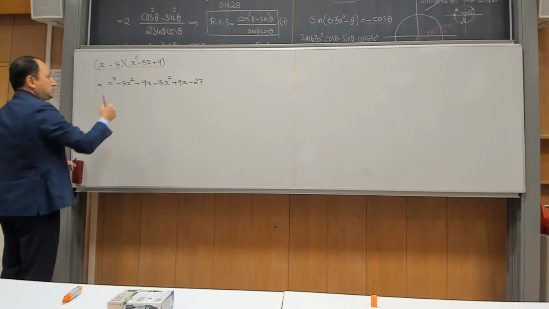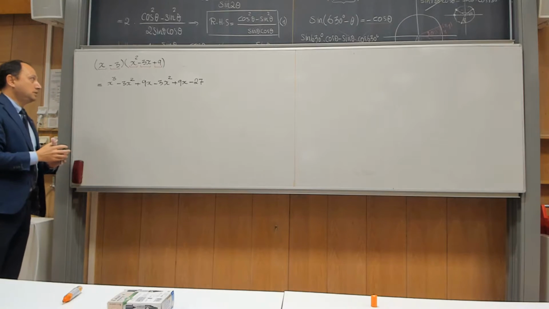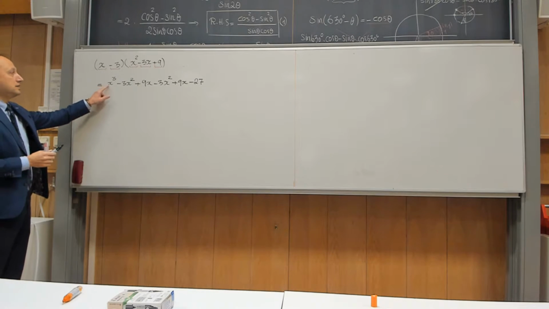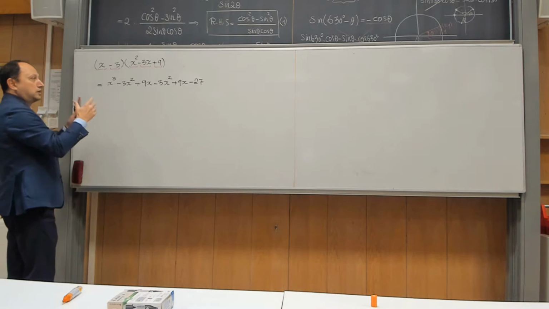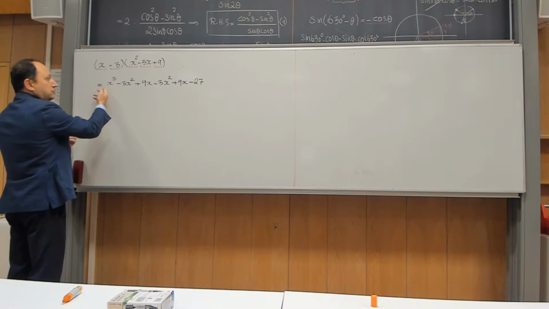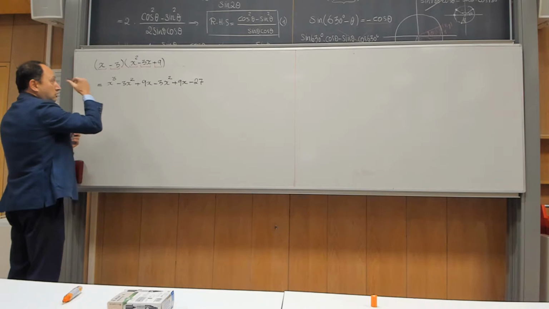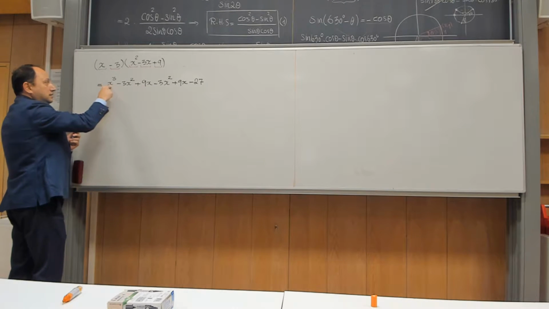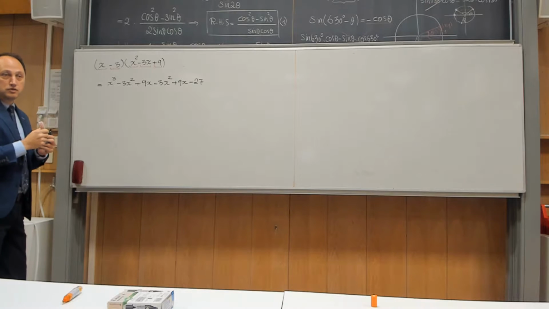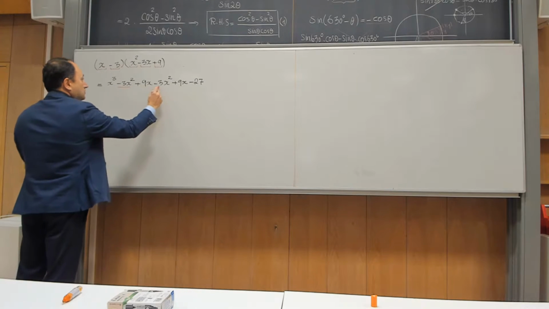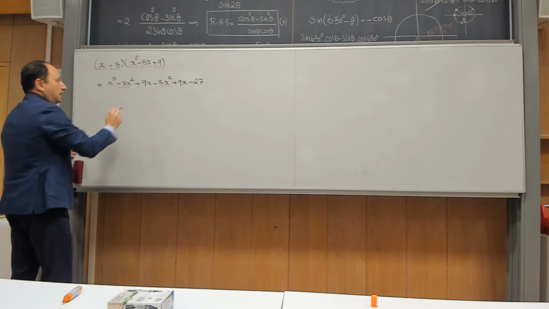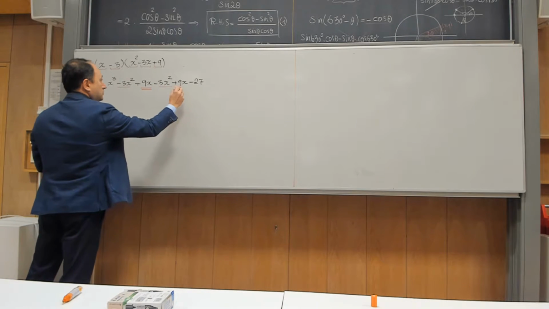Simplify means that I need to detect the similar ones. The similar ones means the ones that have identical letter parts. So I need to group them in one group. X to the power of 3 is alone. You see, there are no other terms with the letter part x to the power of 3. So that's just alone. But here I have this one and this one similar. And I have this one and that one similar.